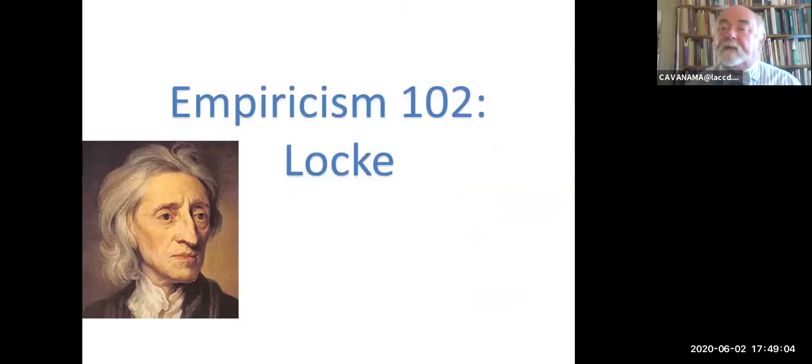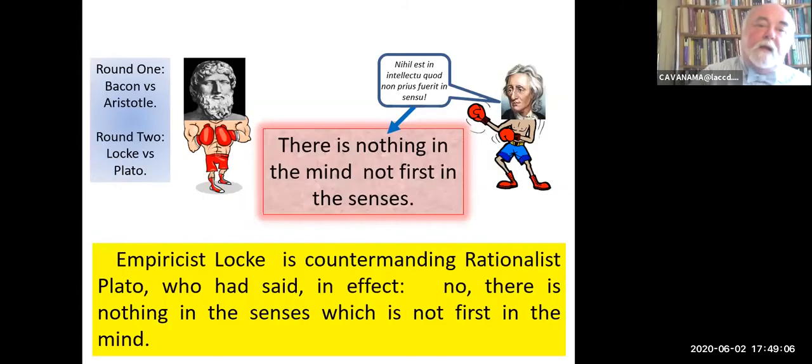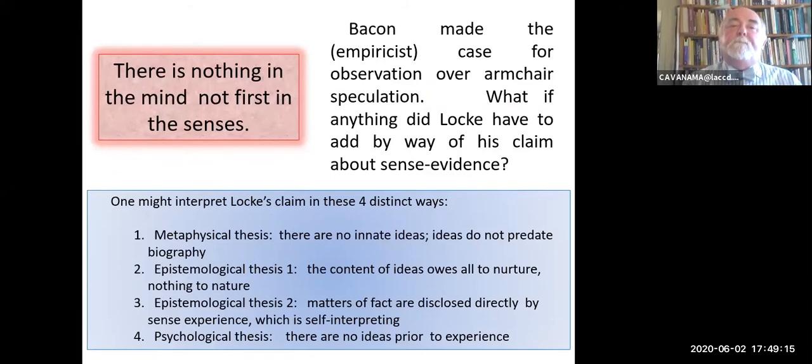Empiricism 102, John Locke. Nothing in the mind which is not first in the senses. When Locke says this, he surely has Plato in mind. Bacon made the empiricist case for observation over armchair speculation. What did Locke have to add to this, if anything?